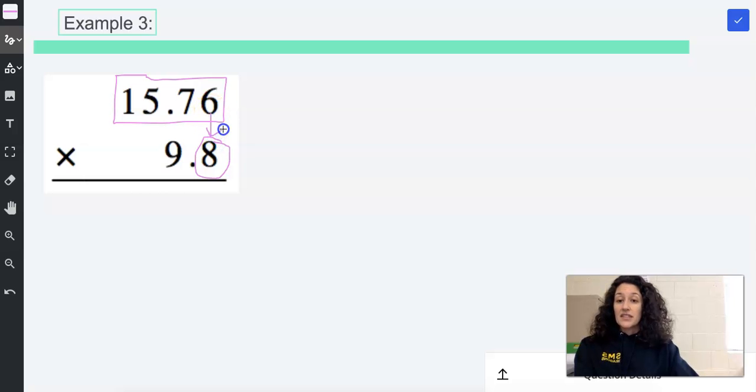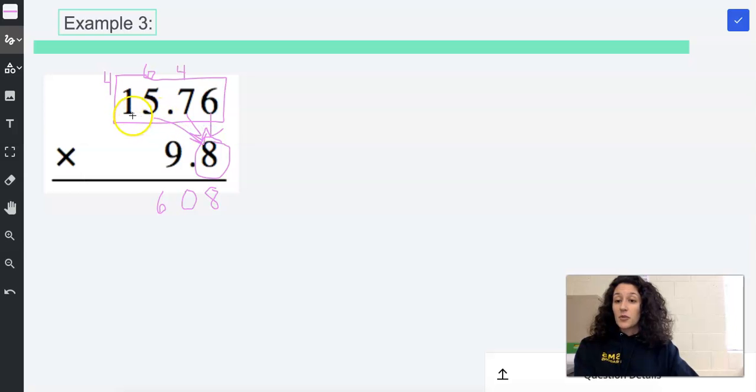So I multiply 6 times 8, and I get 48. So I place the 8 here, and then I carry the 4. Then I multiply 7 times 8. 7 times 8 is 56, plus 4 is 60. So I place a 0 here, and I carry the 6. 5 times 8 is 40, plus the 6 gives me 46. So I place 6 here and carry the 4.